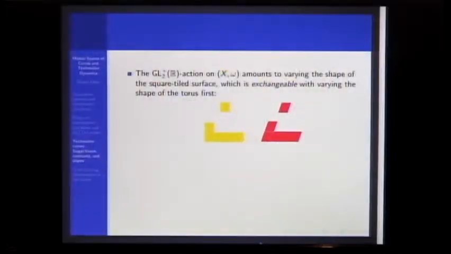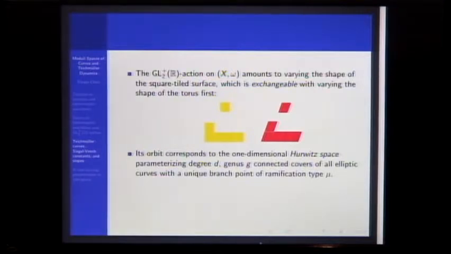To put it differently, you can just change the shape of this covering curve accordingly, so these two actions are consistent, exchangeable. That tells you, if you consider all possible such covers, that gives you a special complex one-dimensional Hurwitz space, parameterizing all such covers over all possible elliptic curves. So here, if I change the shape of the square, then you wouldn't get a standard torus, you get another J invariant. You take all of them into account, and there's only a complex one-dimensional moduli for elliptic curves. So you get a one-dimensional Hurwitz space parameterizing such covers.